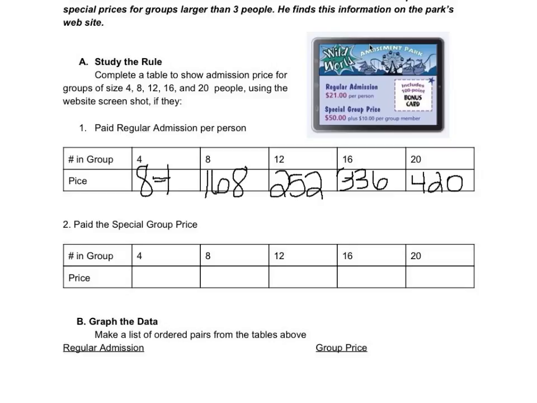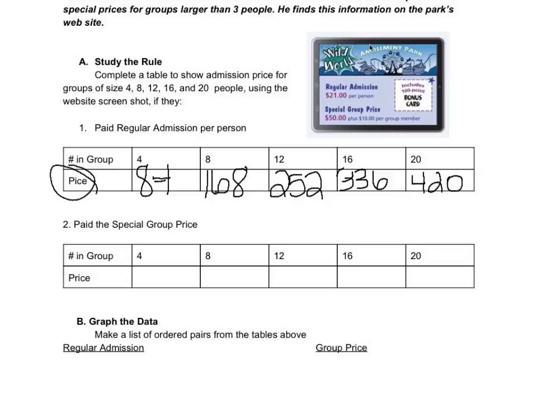Alright, let's look at just the first table first. And I apologize, my numbers are pretty big, and I have a typo there, so I apologize about that. So if each person were to pay regular admission, in case the numbers aren't as clear, 4 people would be a total of $84, 8 people, $168, 12 people, $252, 16 people, $336, and lastly 20 people would be a total of $420.